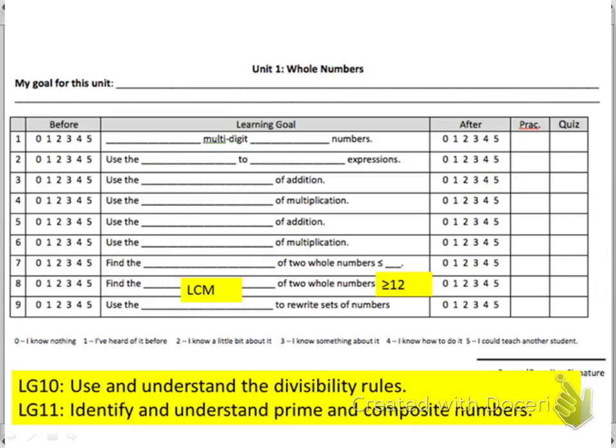Before starting today, I need you to turn to your learning goal sheet. We're working on learning goal number 8 down here. You're going to fill in the blanks with find the LCM, or least common multiple, of two whole numbers. You're going to change the sign that was written there. Before it was a less than or equal to sign, which looks like this. But it should be this sign here, which is greater than or equal to, with the alligator sign pointing this way, and then the 12. So you're going to find the least common multiple of two whole numbers greater than or equal to 12.